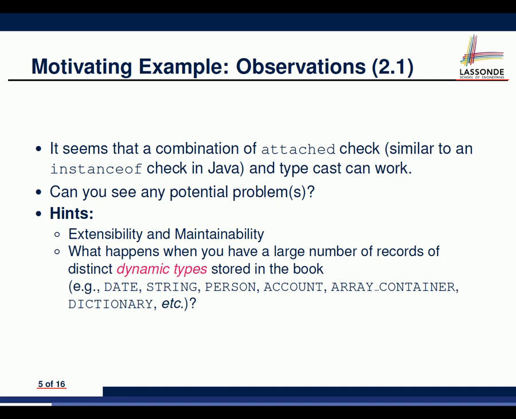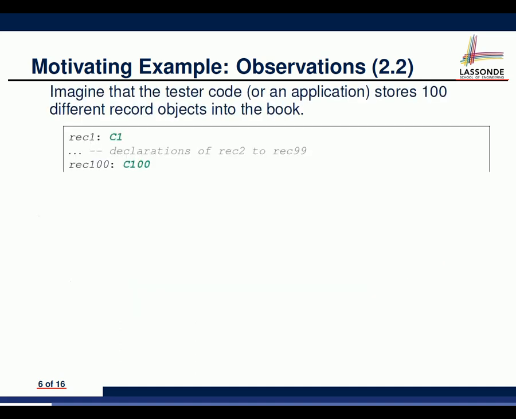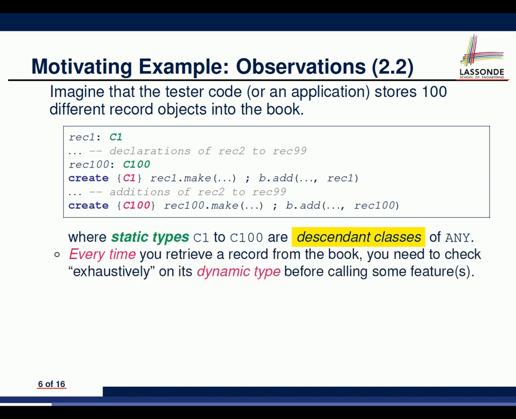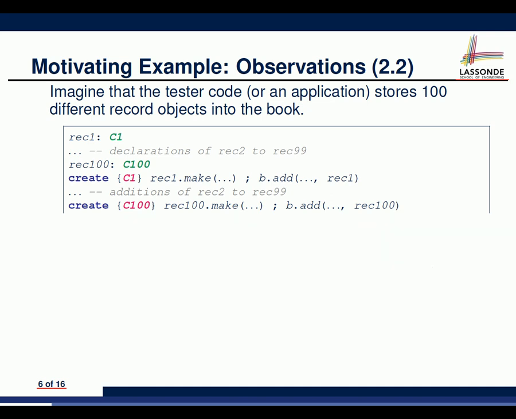Potential problem over here is about maintainability. Let's say we have so many dynamic types that we want to add into the book of ANY. Because any class is a descendant class of ANY. Let's say we have C1 up to C100, 100 different classes, 100 different types. Let's create 100 different dynamic types, C1 up to C100. Now we have 100 objects, each one of a different type.